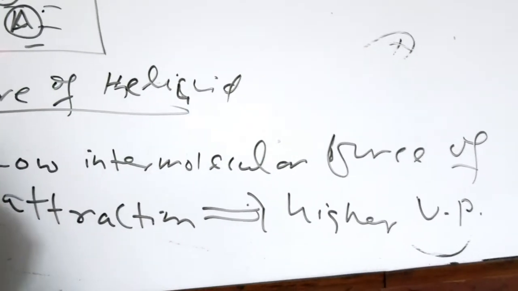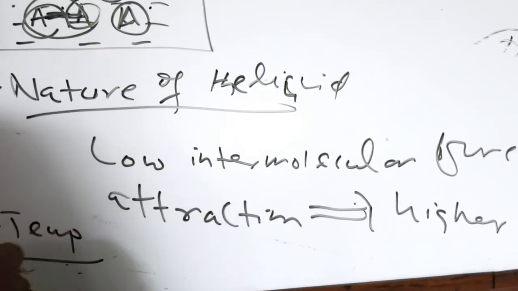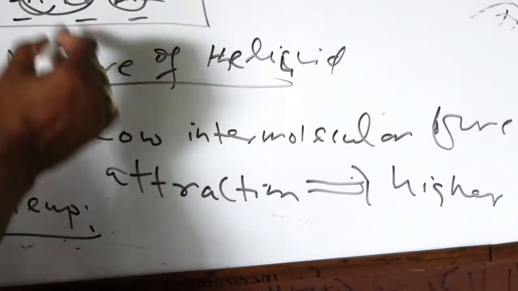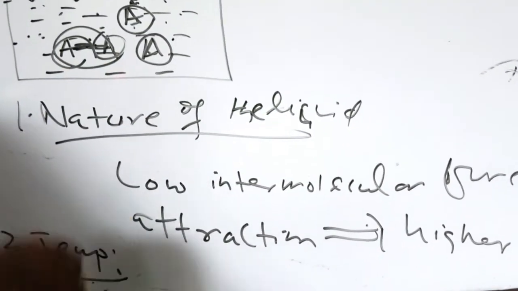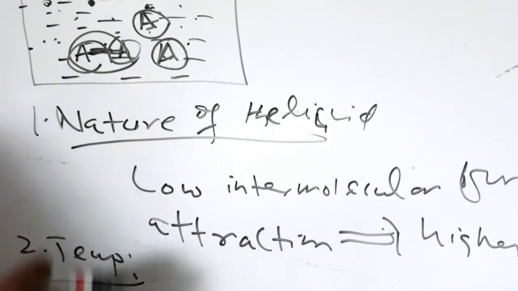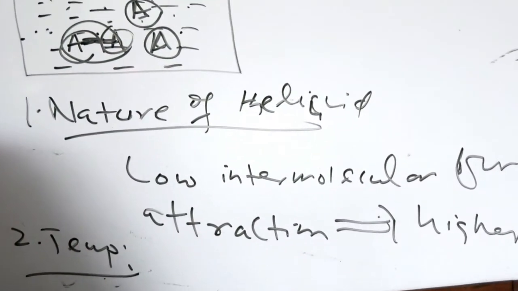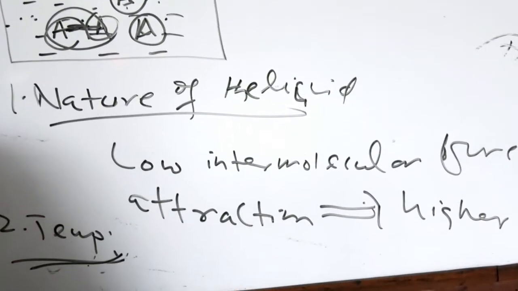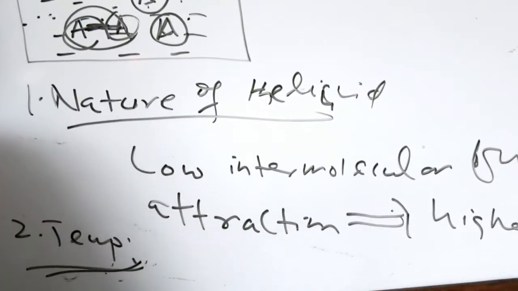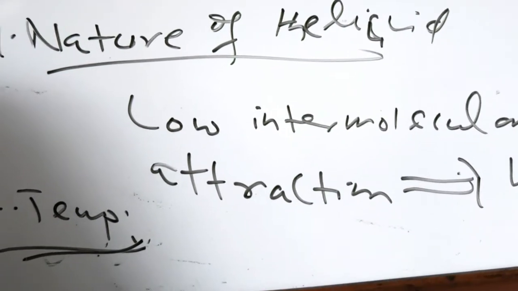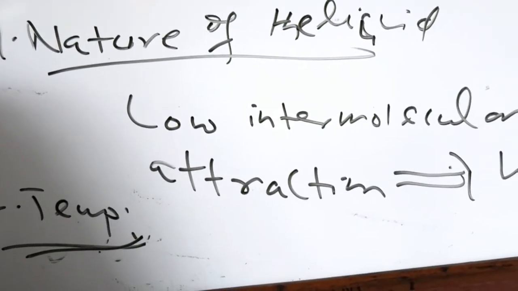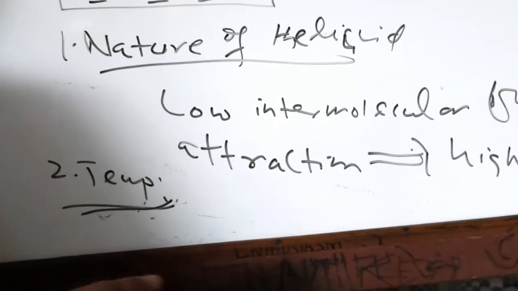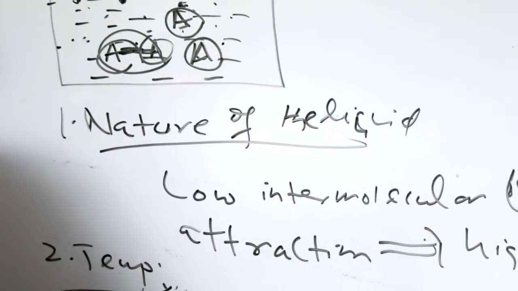Then the second one is the temperature. You know, the temperature increases the kinetic energy of the molecules of the liquid, which can easily escape from the surface, and the vapor pressure becomes more. So higher the temperature, higher is the vapor pressure. And that has a relationship between temperature and vapor pressure: log P2 by P1 is equal to ΔH vap by 2.303 R into (1 by T1 minus 1 by T2), you know that one.